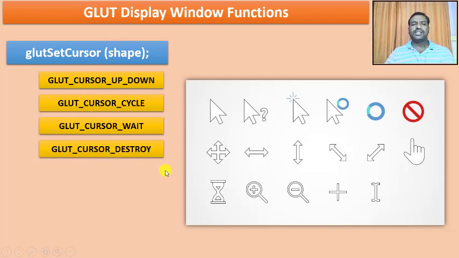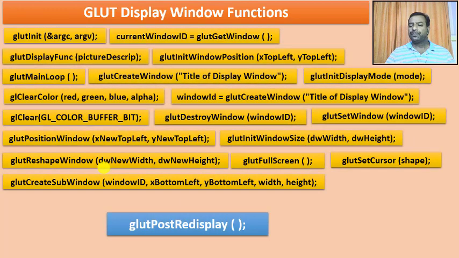Now I can have different types of cursor on your display when you work with the window. And later on, whenever you have any modification in your scene and you want to update it immediately, I am going to use the glutPostRedisplay function. I can call glutPostRedisplay whenever you need the modification or update on your display device, whatever the picture description I have put.